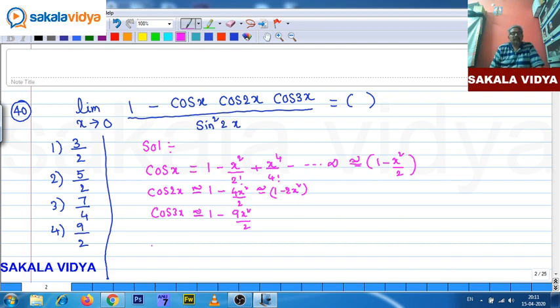So, now let us find cos x into cos 2x into cos 3x. After that we shall move to the problem. That means 1 minus x square by 2, multiplied by 1 minus 2x square, into 1 minus 9x square by 2.